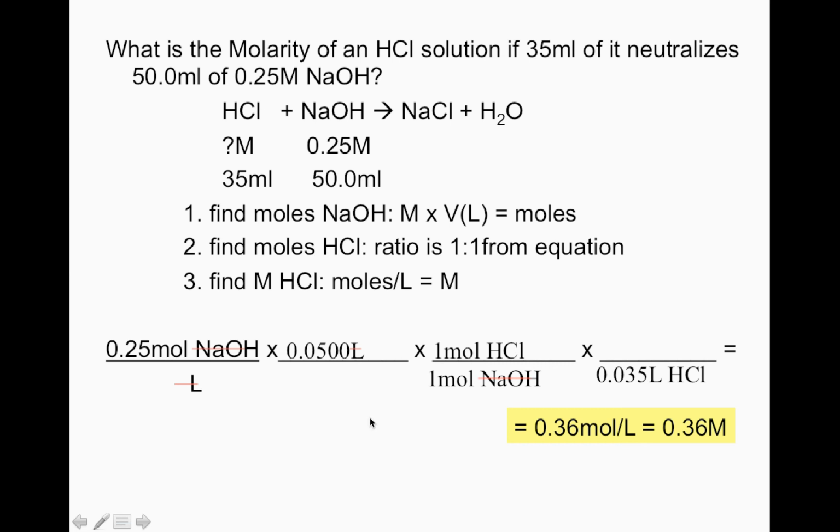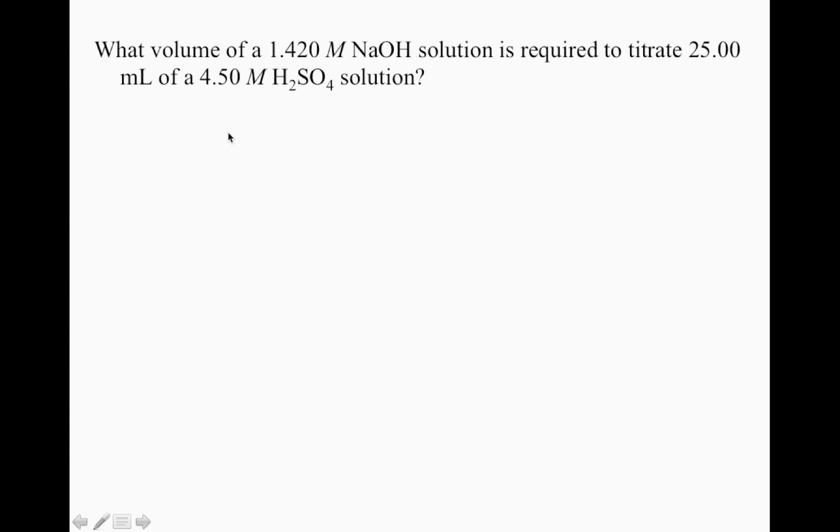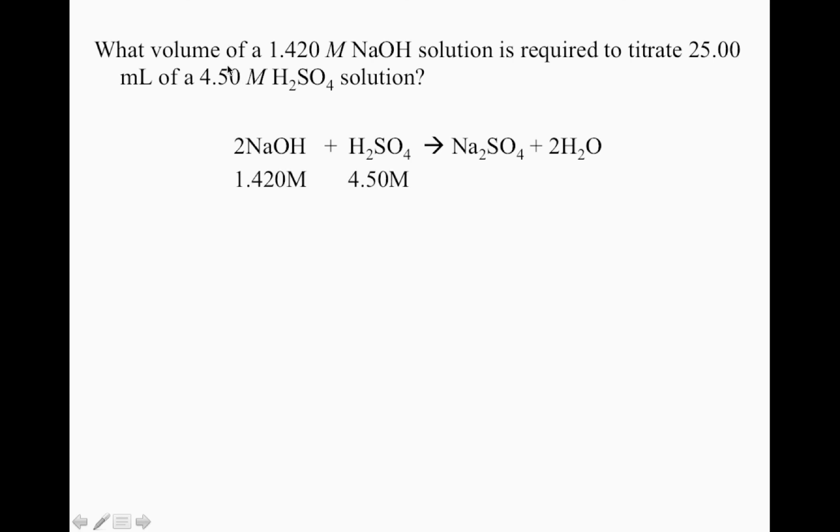I'm going to look at one more problem where the mole ratio is not 1:1. Now in this situation, we have sodium hydroxide and sulfuric acid reacting together. We read the problem and put the data below each substance to see what we have. 1.420 molar NaOH, 4.50 molar H2SO4. Here's the volume of it. What's the volume of the NaOH?